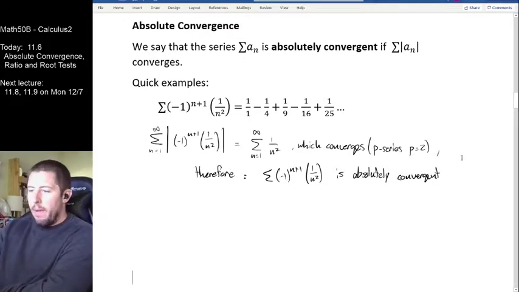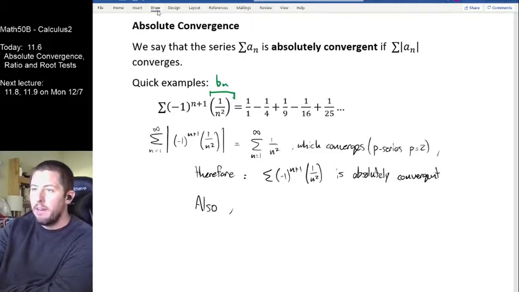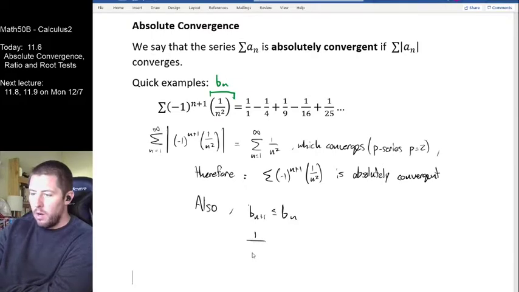Here's the other thing that I know about this one, by the way. I can see that this is an alternating series. Remember, this is like our b sub n term that we identified yesterday. So I also can see here that b sub n plus 1 is less than or equal to b sub n. I can see that as 1 over n plus 1 squared is less than or equal to 1 over n squared. That's definitely always true.